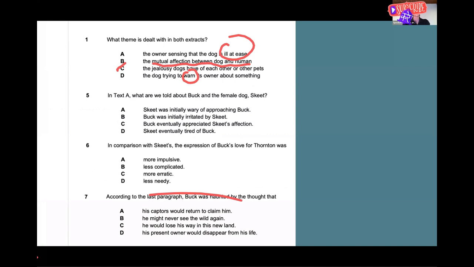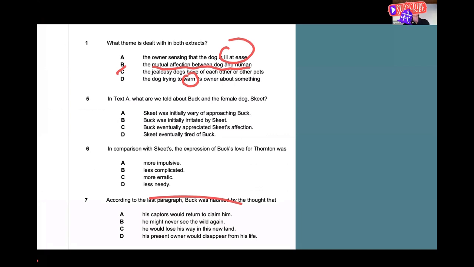Now let's look at question 5. In text A, what are we told about Bok and the female dog Skeet? So our keywords here are Bok and Skeet, and it tells us it's exactly going to be in text A.